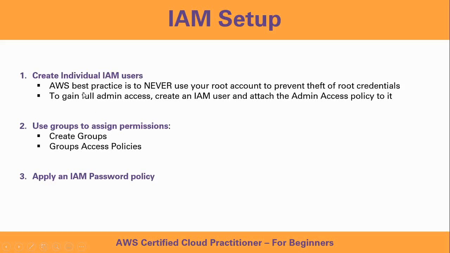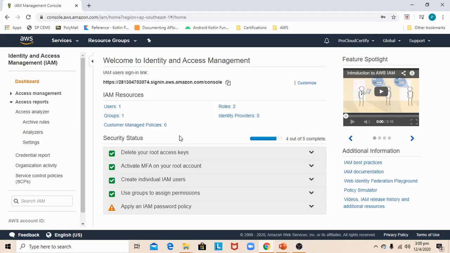So we've completed two of the three steps. We've created an individual IAM user who was given full admin access. We created a new group called developers, and we gave them EC2 read-only access. Now I'll just touch back to the IAM password policy and what that is. So let's head back over to the AWS management console. Alright, so we'll cover the final step, which is to apply the IAM password policy, and this will complete our IAM setup.